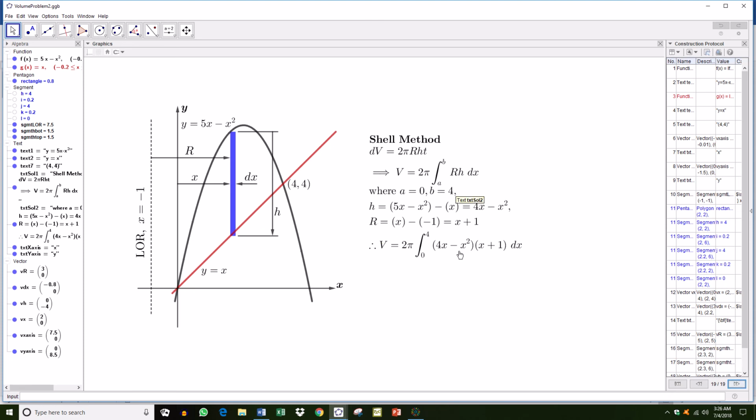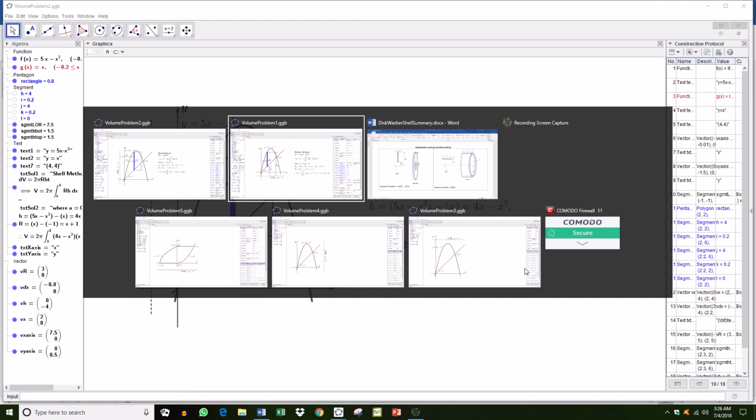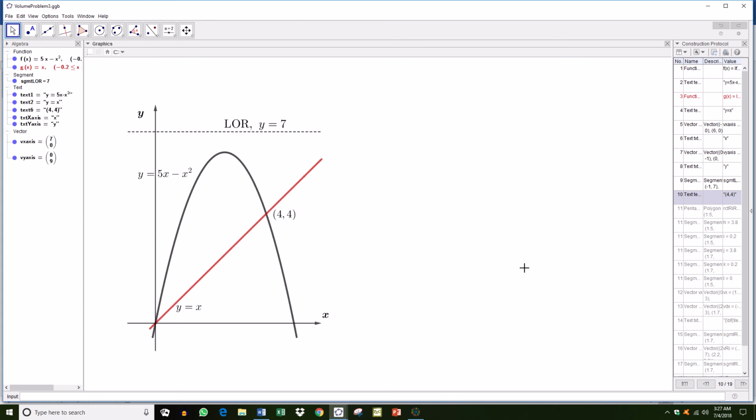Cool? Let me look at problem 3. What's the deal with this one? Well, it's pretty similar to the first one and somewhat the second one. The only difference is the line of revolution is above both the curves. Okay? Well, what do you do?